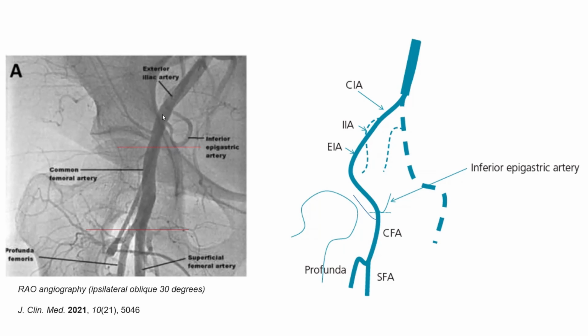You should always recognize that inferior epigastric artery. It has a loop, and the bottom of that loop defines the junction between common femoral and external iliac artery. The bottom of that loop touches the inguinal ligament, which defines the separation between common femoral and external iliac artery.